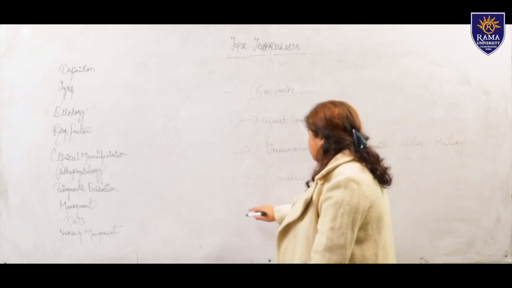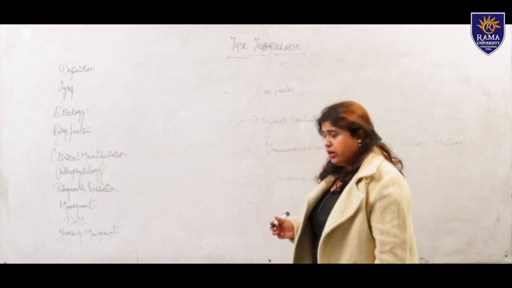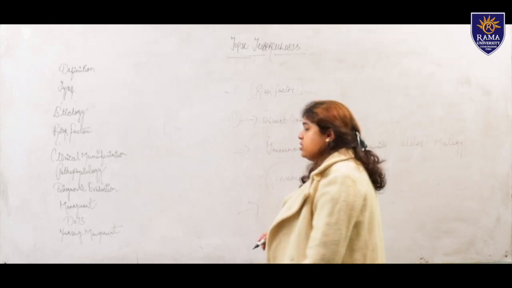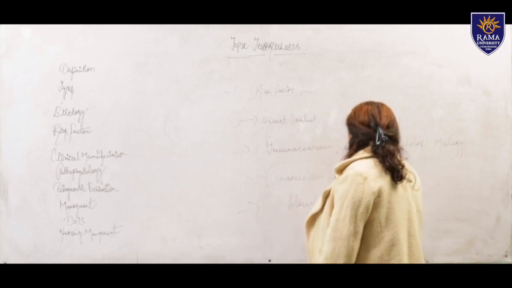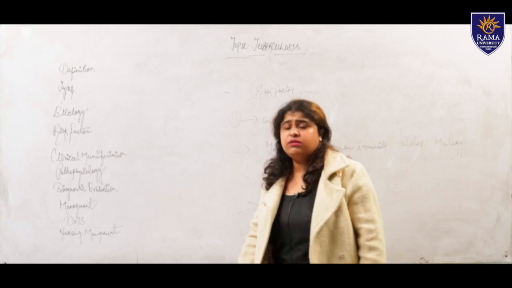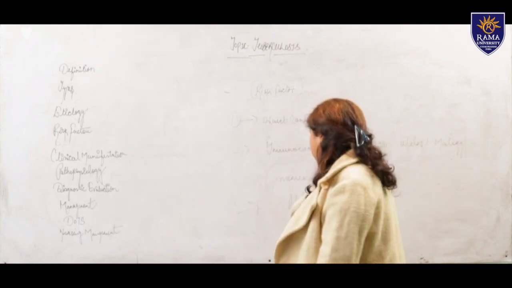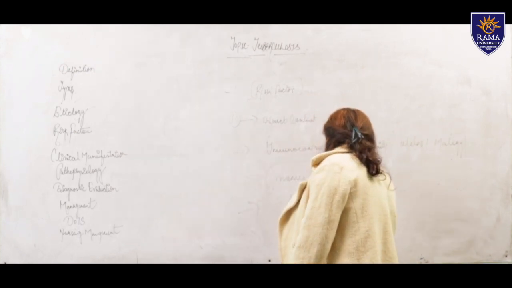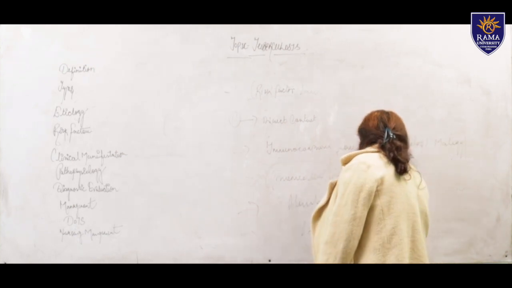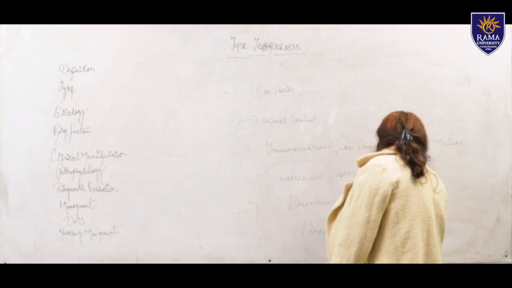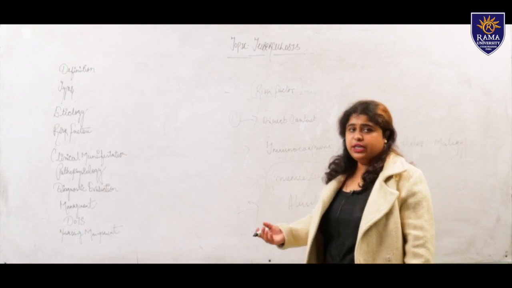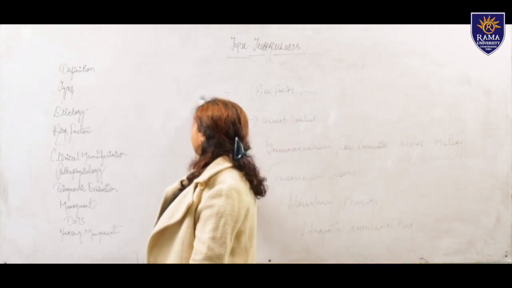And another one is people who consume alcohol or drugs, or people in rural areas who don't have adequate knowledge regarding the disease and how to prevent it. So these are the risk factors of tuberculosis.